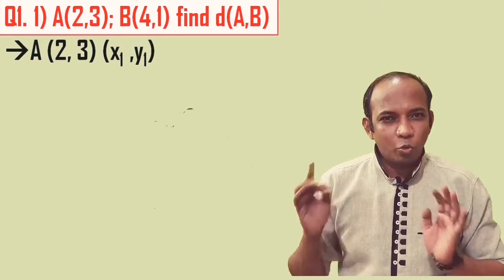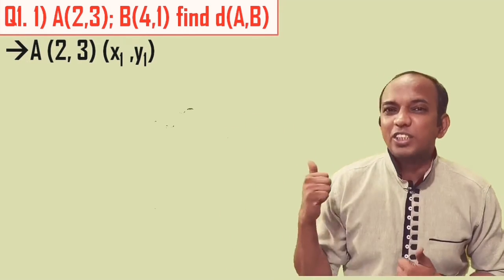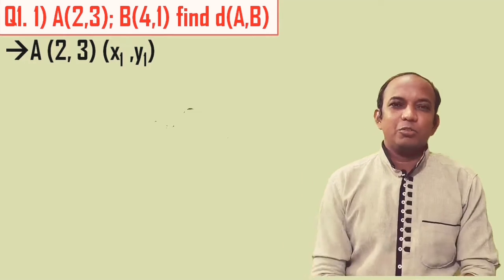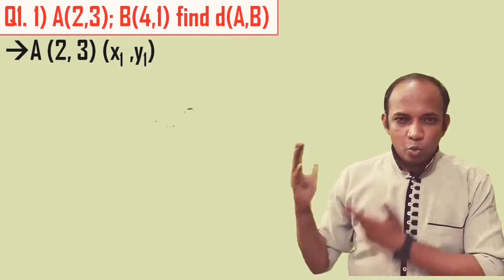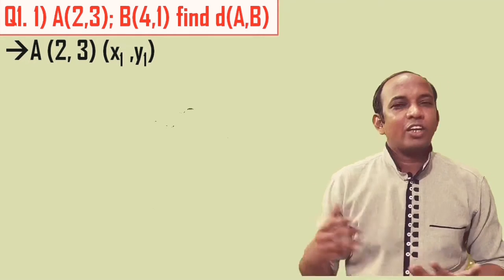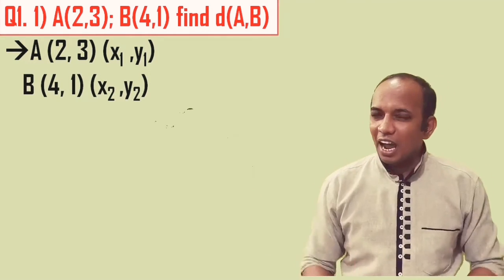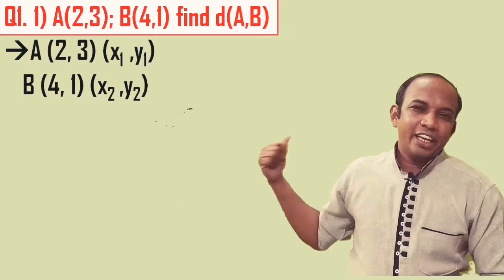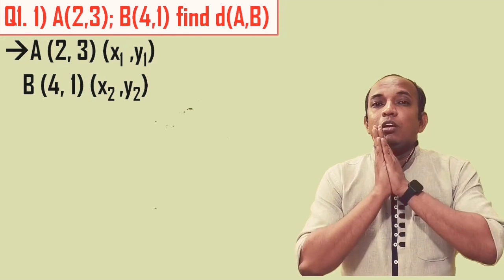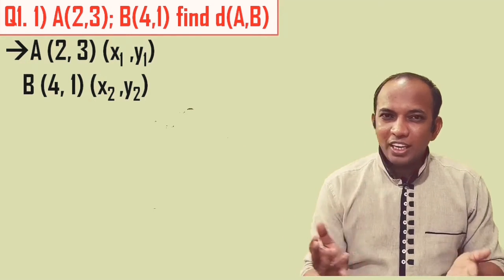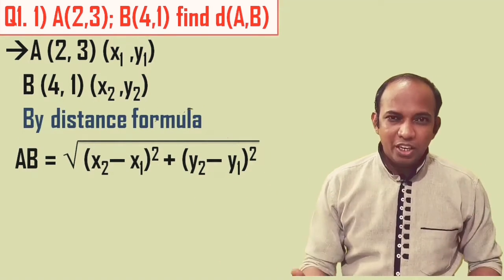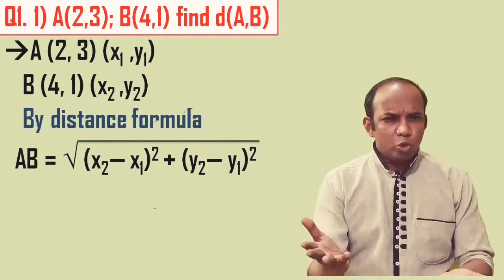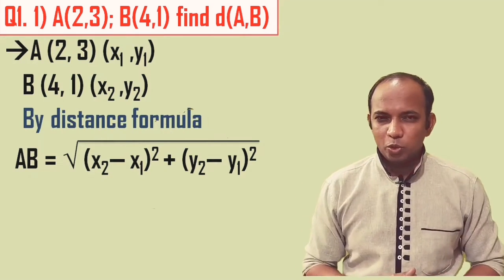So here is the first sum on your screen. It is 5.1, question number 1, and it says I need to find the distance between points A and B, where the coordinates of A are 2 and 3, that is x1 and y1, and the coordinates of B are 4 and 1, that is x2 and y2. Of course we are going to utilize the distance formula. By the distance formula, we have AB equals under root of x2 minus x1 the whole square plus y2 minus y1 the whole square.